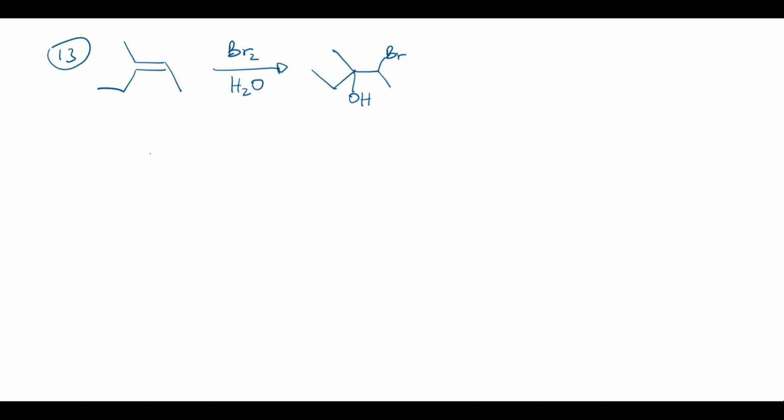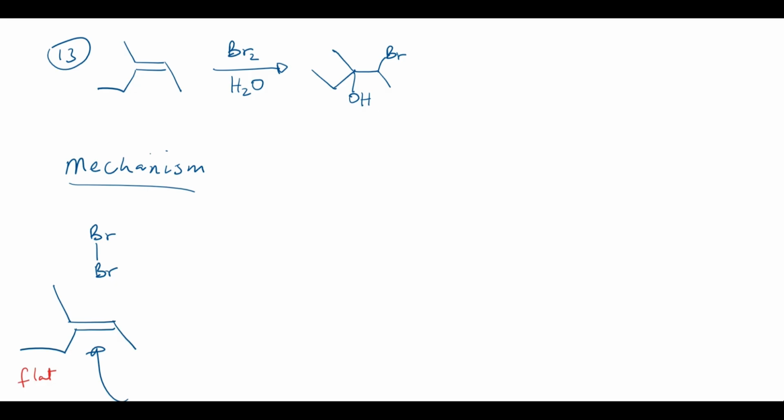This question asks us to draw the mechanism for this reaction. To draw the mechanism, we'll start by drawing out the alkene. Now, the geometry of the alkene is such that it is flat. As a result, the bromine molecule can approach the alkene from the top face or from the bottom face.